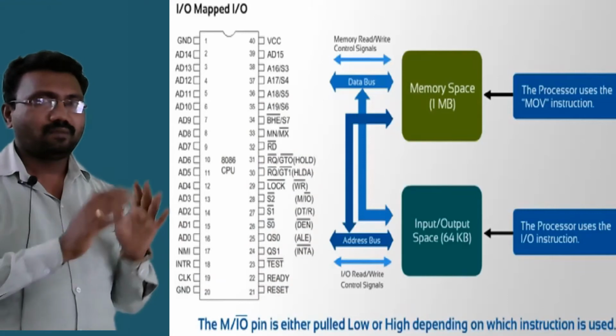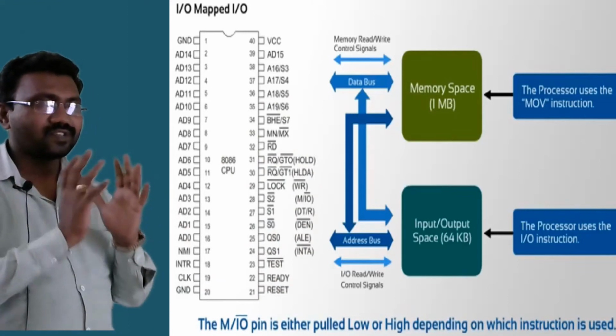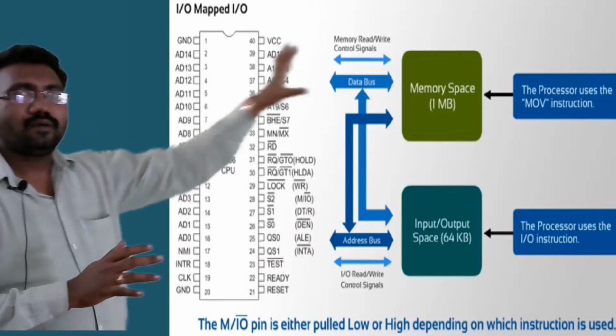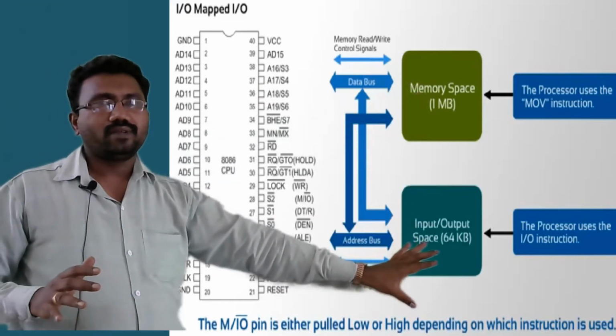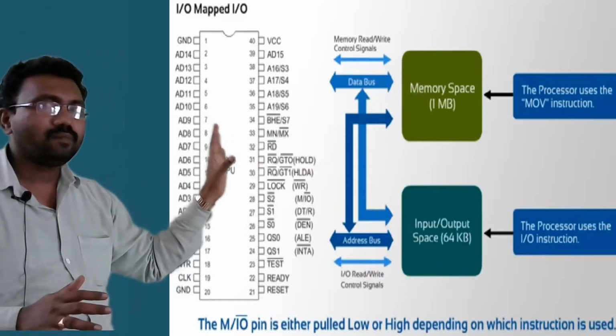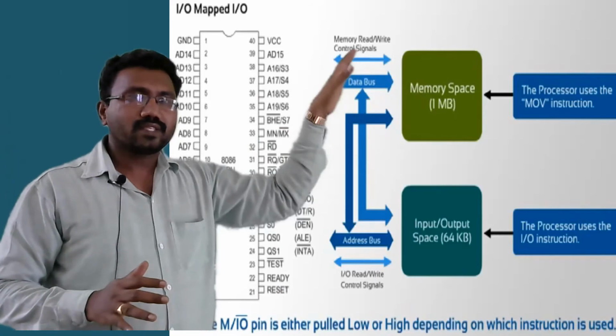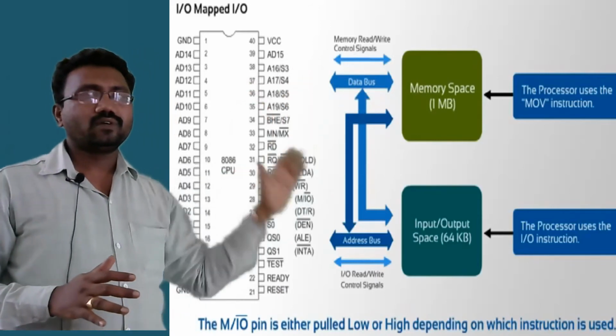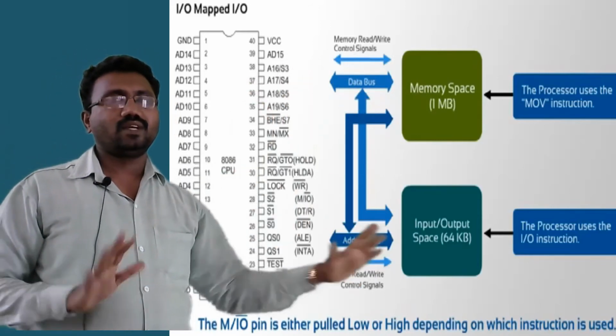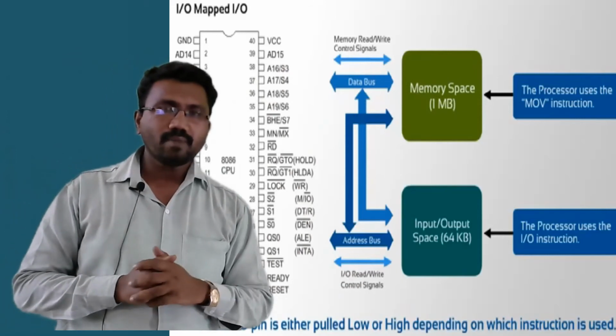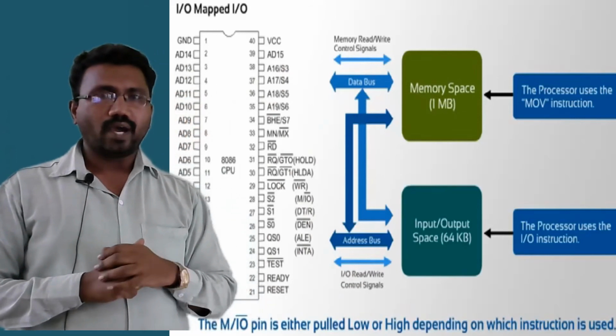What is the main point? The major components of the system are the processor, main memory, and I/O devices. The processor can communicate with the main memory locations. In a similar way, it can communicate with the I/O devices. That is the difference between memory mapped I/O and I/O mapped I/O.